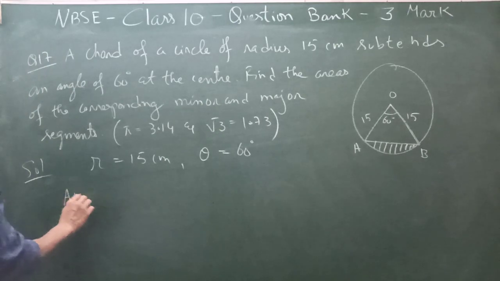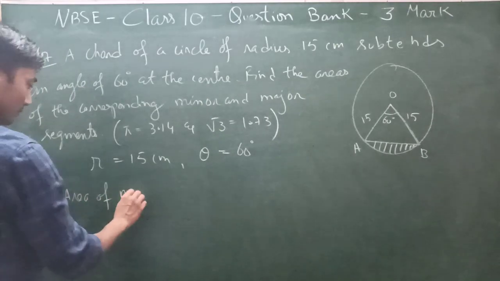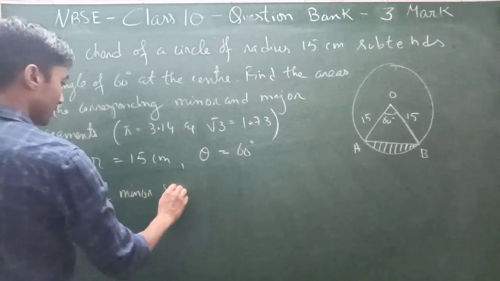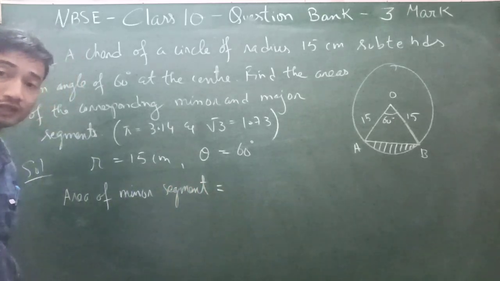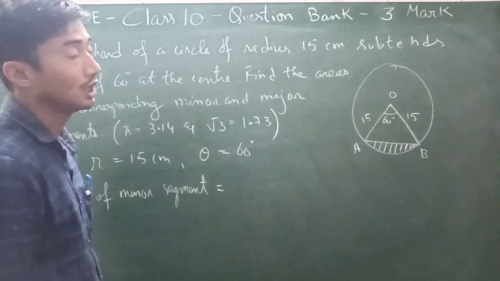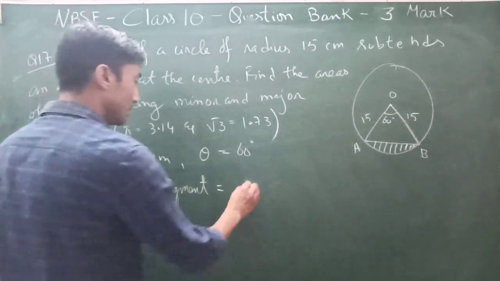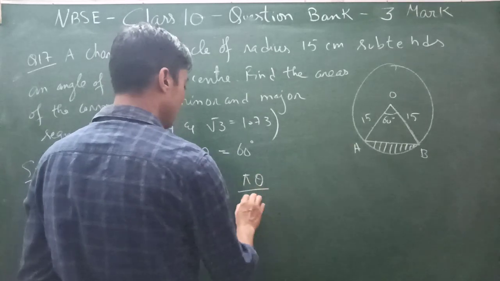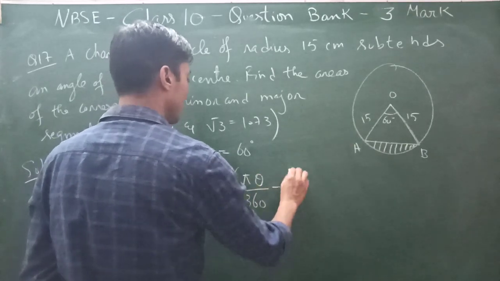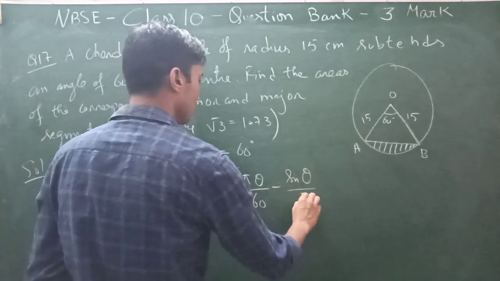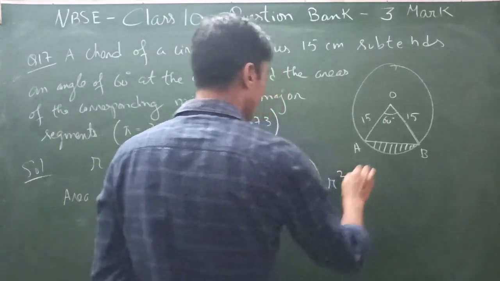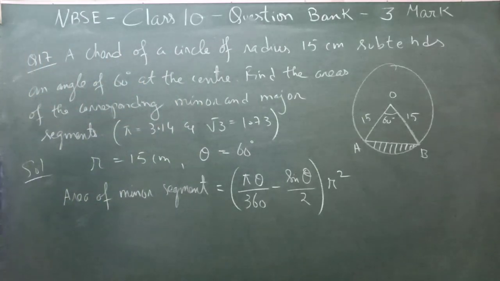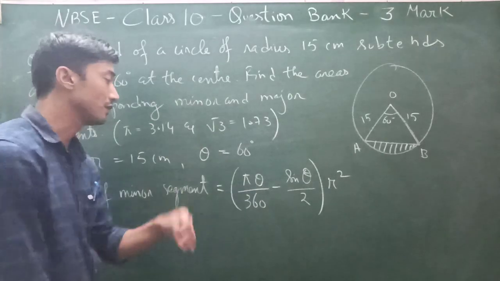We'll go straight. Area of minor segment. You can use this formula for finding out the area of minor segment. Okay, instead of deriving it, just use this formula. That's pi theta by 360 minus sine theta by 2. Theta is the angle of the sector into square of the radius. So you can use this formula directly to find out the area of the minor segment. This is the best.